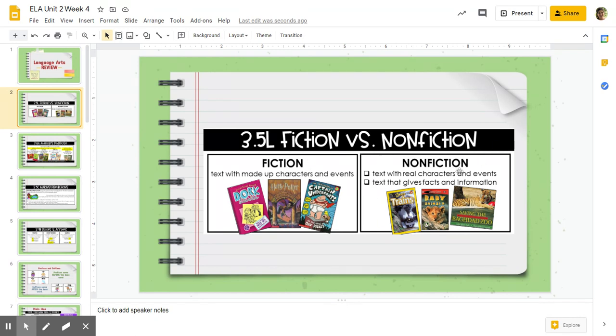For nonfiction, that means not fake, or something that is real. So it has real characters and events. It has text that gives facts and information. This is where you learn information from.